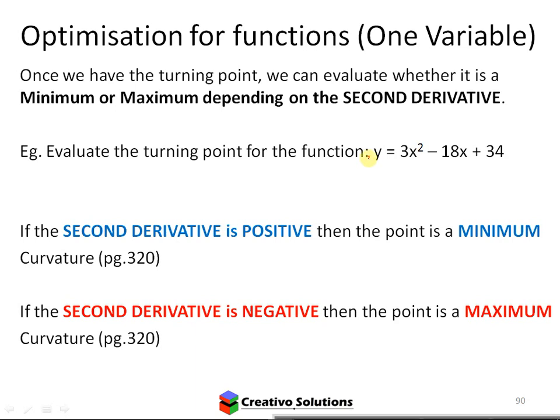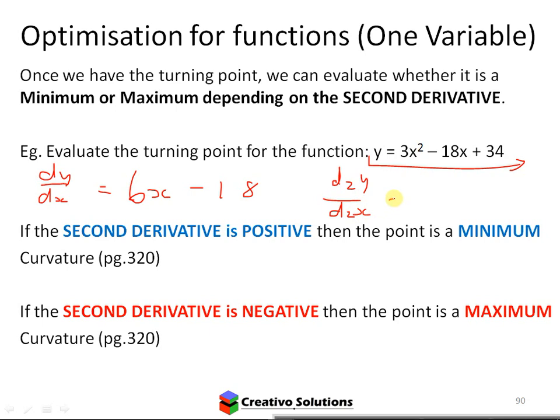So evaluate the turning point. What was the first derivative? dy over dx was what? We just worked it out. 6x minus 18. What would the second derivative be? So d2y over dx2 would be 6, because the x would fall away.